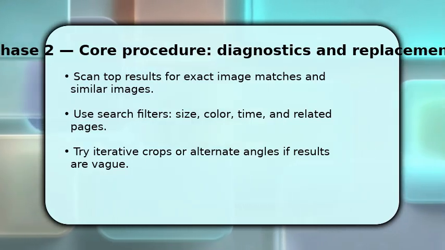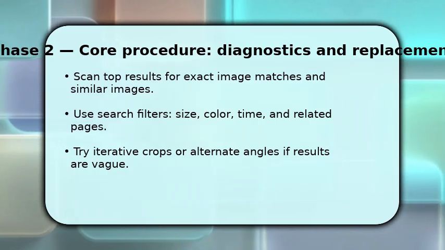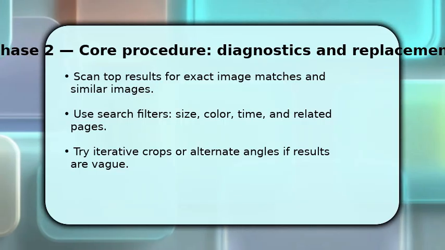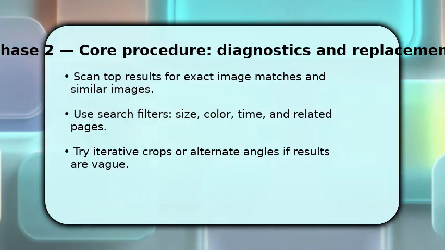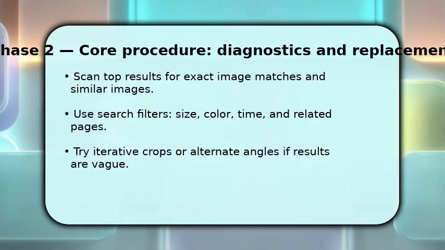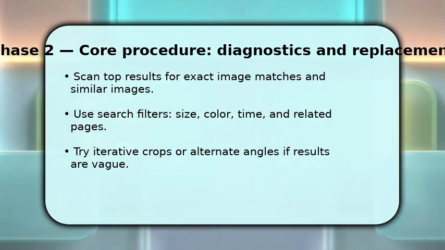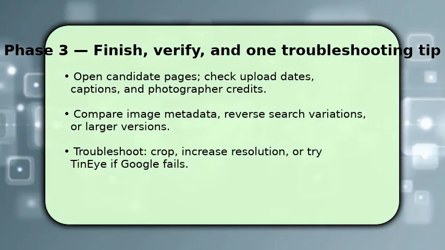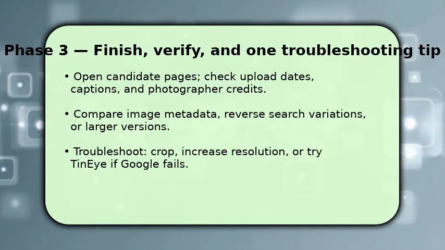If matches are noisy, crop tighter to the object and rerun the search, or rotate and try another frame. Small changes often expose different matches. Also inspect image thumbnails for watermarks, file names, or visible text. You finish by opening candidate pages and verifying timestamps, captions, and any photographer credits to confirm the original source.